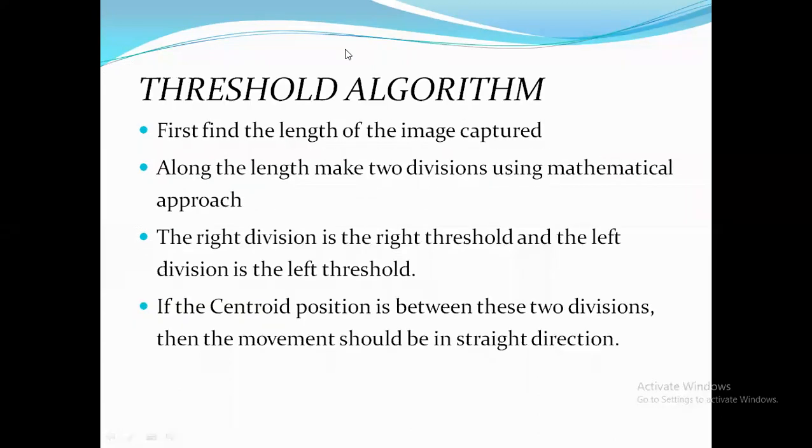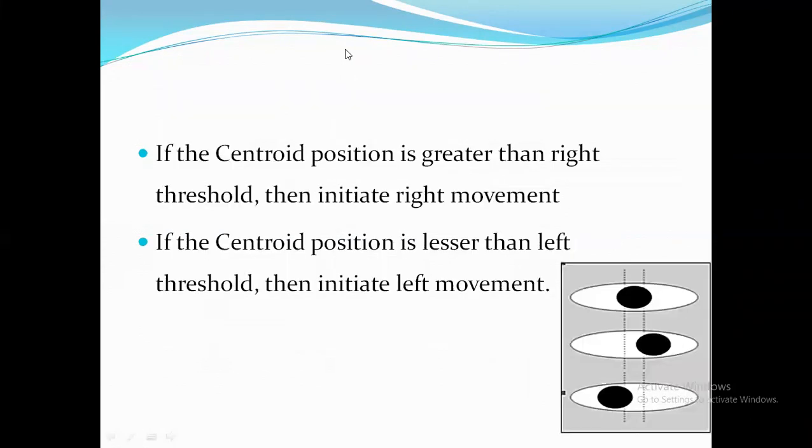If the centroid position falls between the two divisions, we will be having two parts: one is the right division, another one is the left division. If the centroid point is in the right division, then the vehicle has to move in the right direction. What if the centroid point is in the middle of both the divisions? The right threshold corresponds to right movement. The left threshold corresponds to left movement.